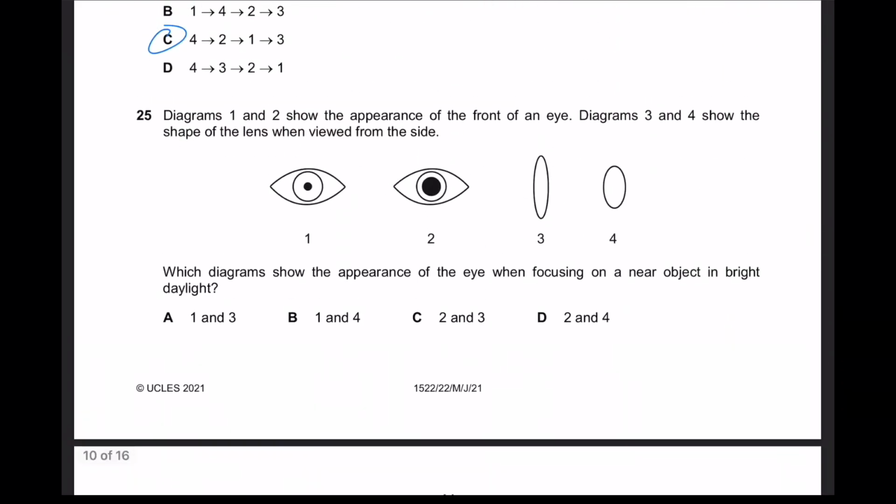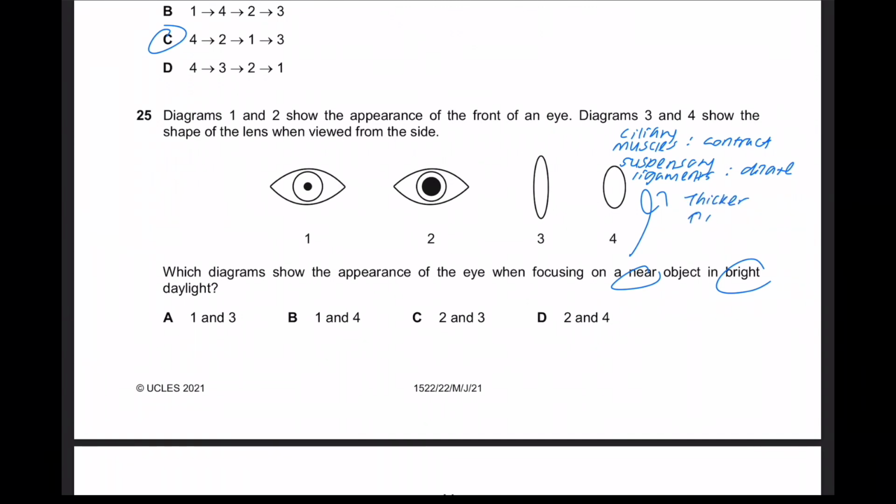Next question. Diagrams 1 and 2 show the appearance of the front of an eye. Diagrams 3 and 4 show the shape of the lens when viewed from the side. Which diagrams show the appearance of the eye when focusing on a near object in bright daylight? So when focusing on a near object, the ciliary muscles would contract, while the suspensory ligaments would dilate. The lens would be thicker to increase the refraction of light. This is a process called accommodation.